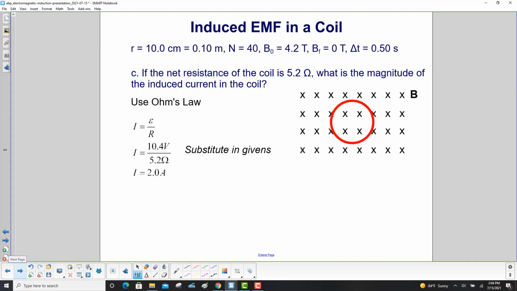Now we need to find the magnitude of the induced current where we're given the resistance of our wire. And we get to use Ohm's law. Voltage over resistance, or EMF over resistance. Remember, EMF acts just like voltage here. We substitute in our givens and our found, and we find we have a current of 2 amps.